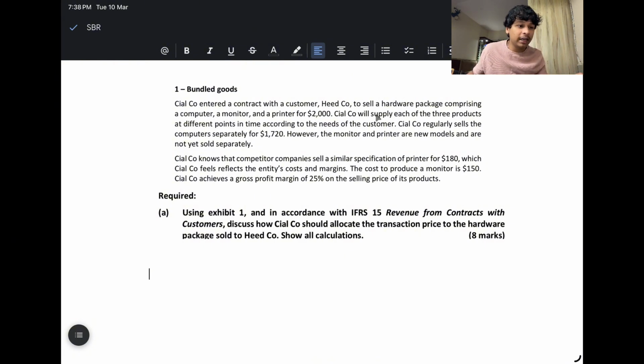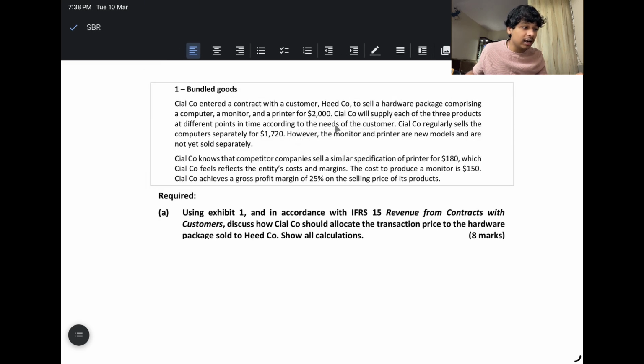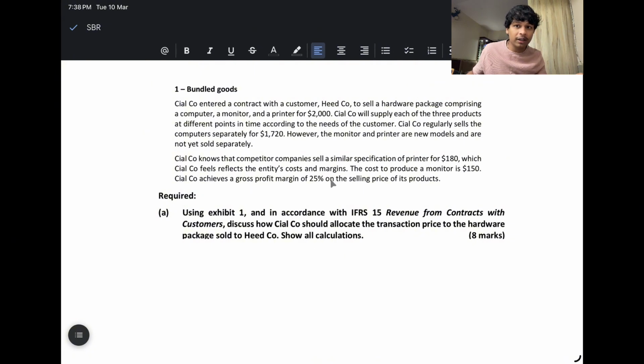Sial company will supply each of the 3 products at different points, which means these three things become different performance obligations. You know that in the revenue 5-step model, the 4th step is to allocate the transaction price to the performance obligations. So this scenario is related to the 4th step, which is allocation of the transaction price. So the first thing I have done is I have identified the standard.